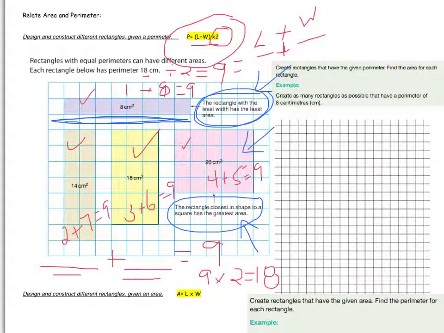All right, you are going to do some practice now. Create rectangles that have a given perimeter and then find the area of each rectangle. So you're going to create as many rectangles as possible that have a perimeter of 8 centimeters. Go ahead and press pause and try that now.